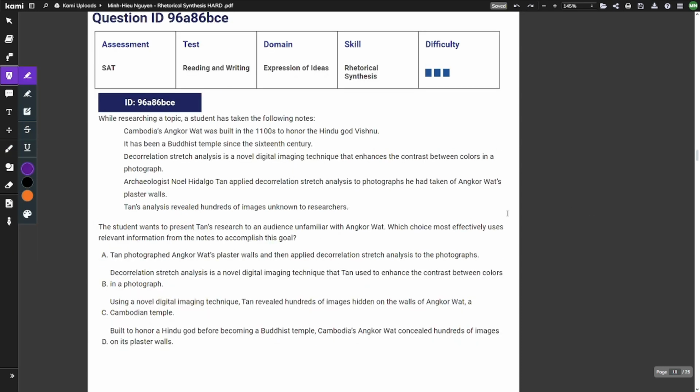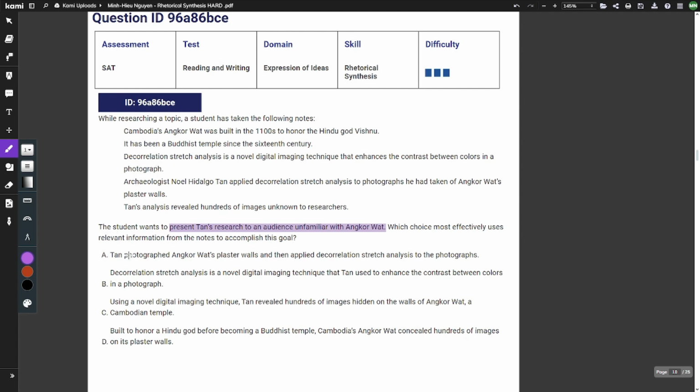Question number 10. Let's find what the task is, which is to present Tan's research to an audience unfamiliar with the Angkor Wat. Now, if y'all didn't know, the Angkor Wat is a Cambodian temple and it's actually the largest religious building in the world. This isn't relevant at all. I just really wanted to say that.